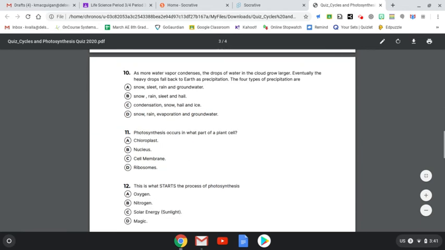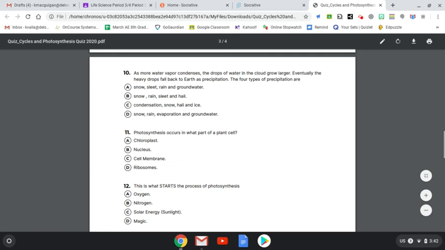Number 10, as more water vapor condenses, the drops of water in a cloud grow larger. Eventually, the heavy drops fall back to Earth as precipitation. The four types of precipitation are A, snow, sleet, rain, and groundwater. B, snow, rain, sleet, and hail. C, condensation, snow, hail, and ice. Or D, snow, rain, evaporation, and groundwater.